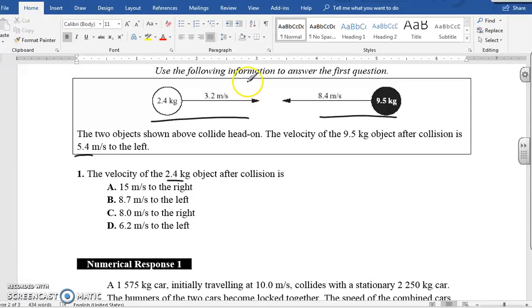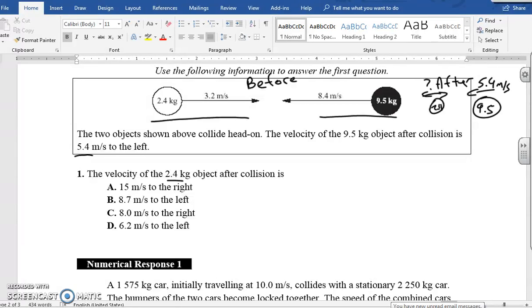So this here is our before. Afterwards, we are looking for where this 2.4 is going, and the 9.5 is moving 5.4 meters per second to the left.